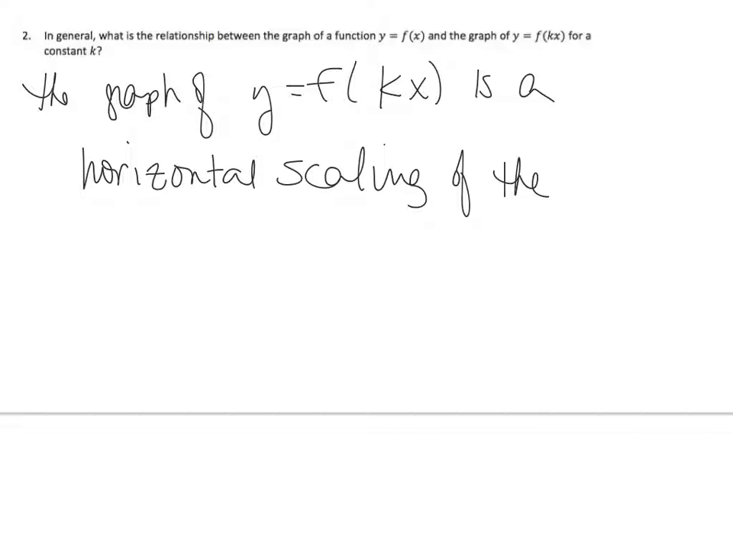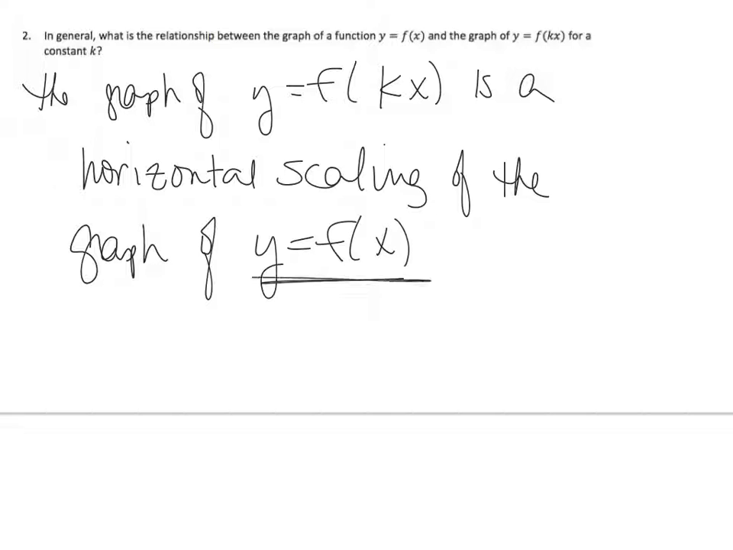Sorry, I can't talk and write at the same time. Horizontal scaling of the graph. I start to forget what I'm doing. Y equals f of x. So we've got the original y equals f of x and the horizontal scaled one, y equals f of kx. And let's figure out how that k affects things, okay?